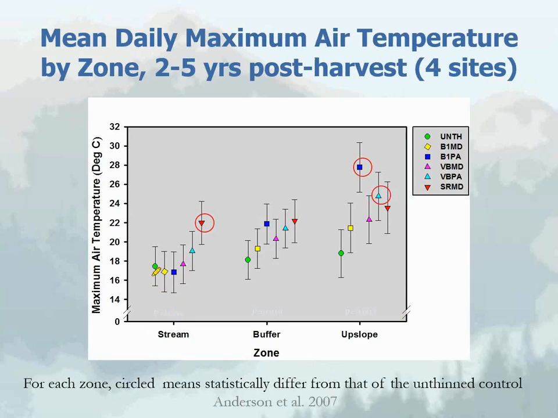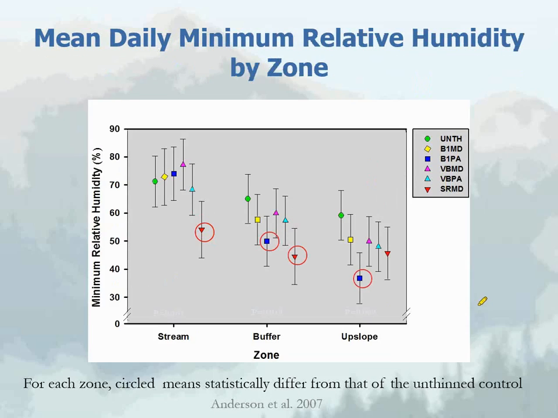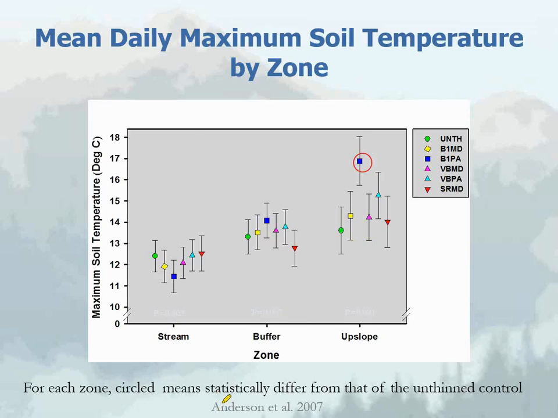For air temperature along the stream, the only one that was significantly different was the streamside retention buffer. That was the only one that had an elevated air temperature. Of most concern is probably the water temperature, and I think the next one, this is relative humidity, sorry. Again, that streamside retention buffer, that was the 6 meter, the 20-foot buffer, had a lower humidity at the stream.